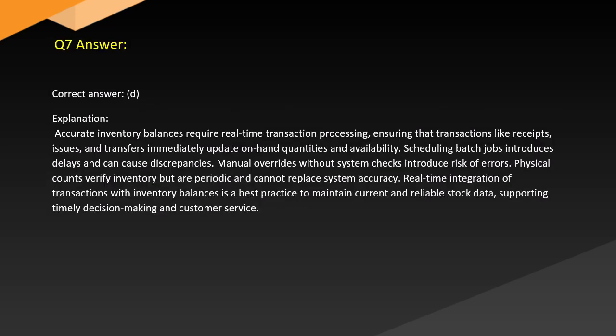Answer. Correct answer. D. Explanation. Accurate inventory balances require real-time transaction processing, ensuring that transactions like receipts, issues, and transfers immediately update on-hand quantities and availability. Scheduling batch jobs introduces delays and can cause discrepancies. Manual overrides without system checks introduce risk of errors. Physical counts verify inventory, but are periodic and cannot replace system accuracy. Real-time integration of transactions with inventory balances is the best practice to maintain current and reliable stock data, supporting timely decision-making and customer service.